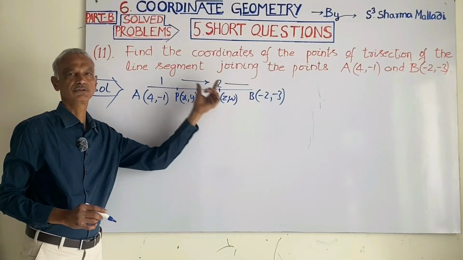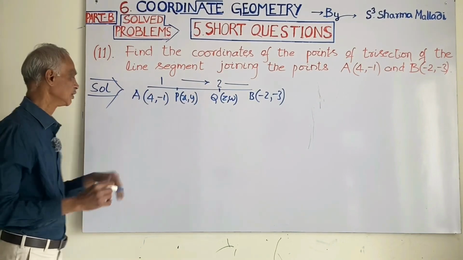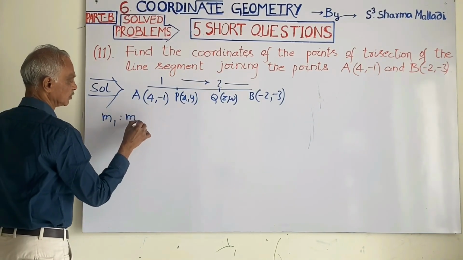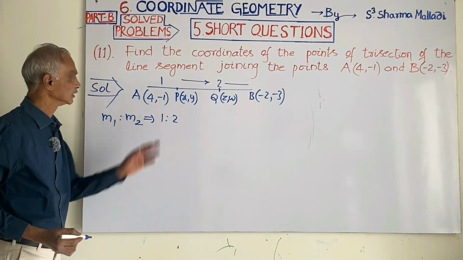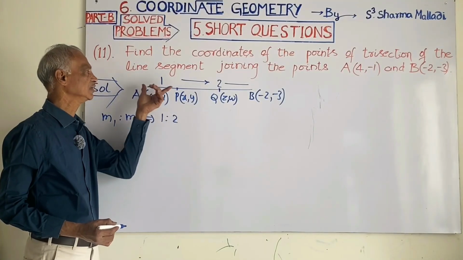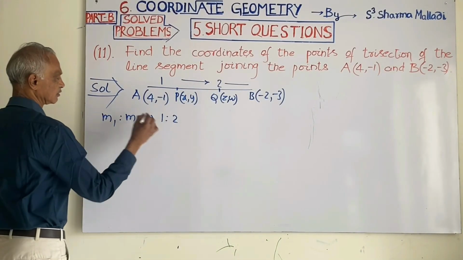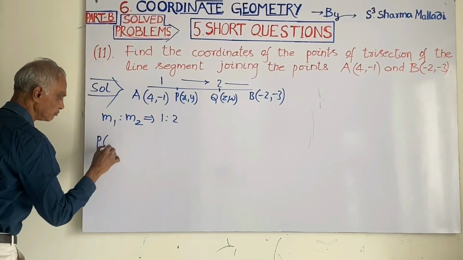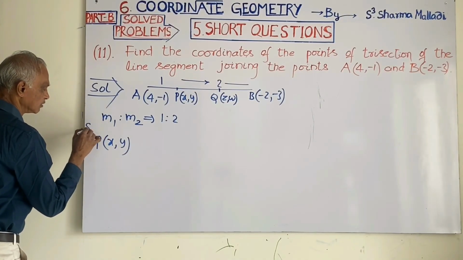Means m1 is to m2. You have to take m1 is to m2 as 1 is to 2, because this point divides the line segment in the ratio 1 is to 2. Now m1 you take 1 and m2 you take 2. First you write the formula, the section formula.